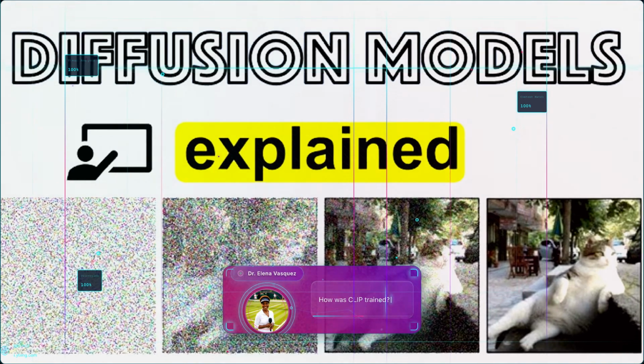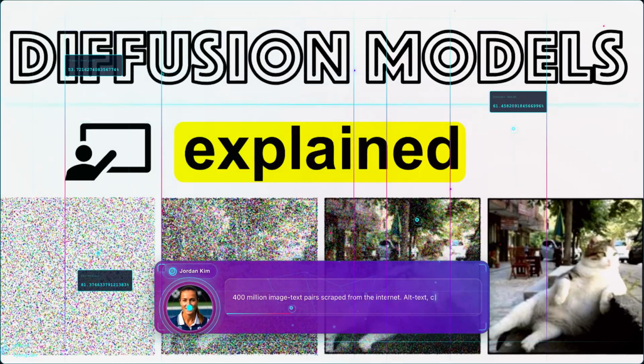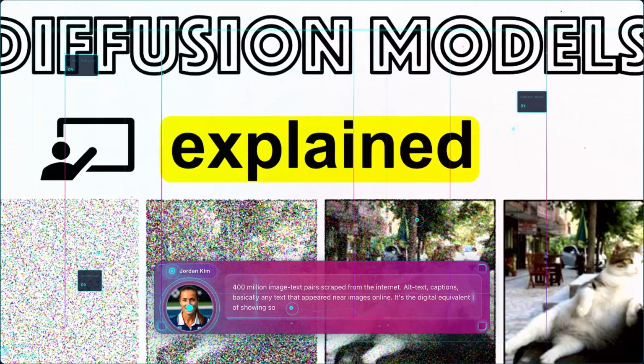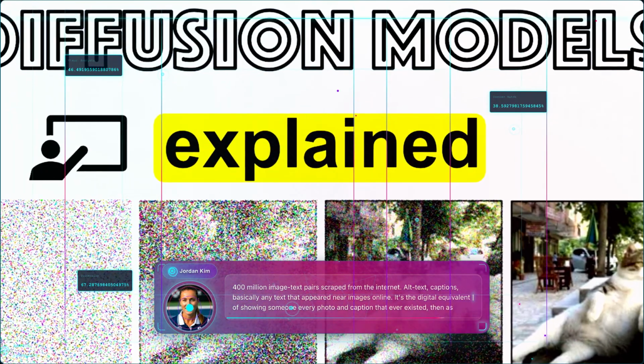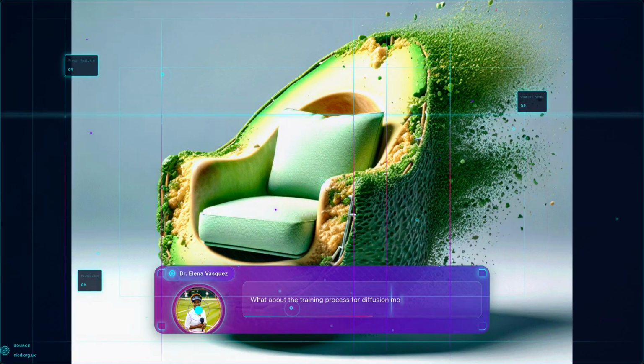How was CLIP trained? What's the data set? 400 million image text pairs scraped from the internet. Alt text, captions, basically any text that appeared near images online. It's the digital equivalent of showing someone every photo and caption that ever existed, then asking them to learn what words mean. What about the training process for diffusion models?